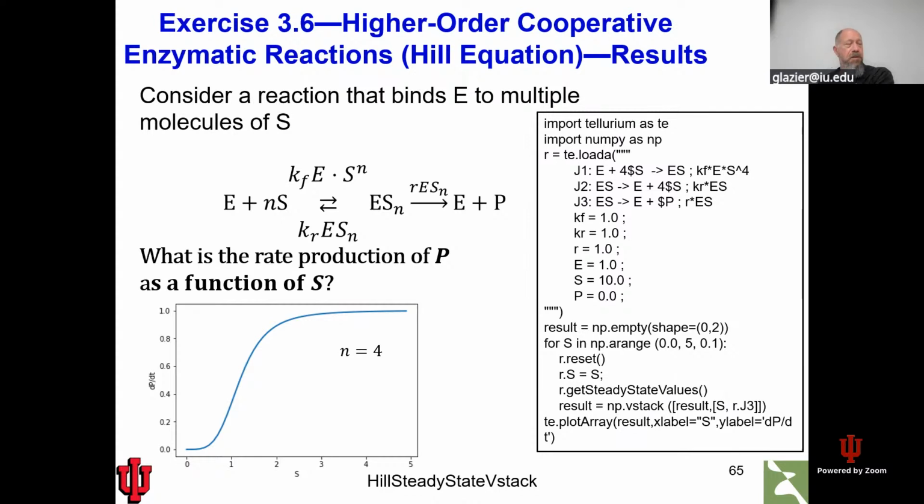This curve for N equals 4 is somewhat different from the Michaelis curve. For very large values of S, it saturates at V max, just like the Michaelis curve. At 0, it's 0, just like the Michaelis curve. But in the middle, the Michaelis curve has the maximum slope at 0. This has a maximum slope at K, at Km. And the slope is actually 0 at 0. So the only line you changed was this J1 line here.